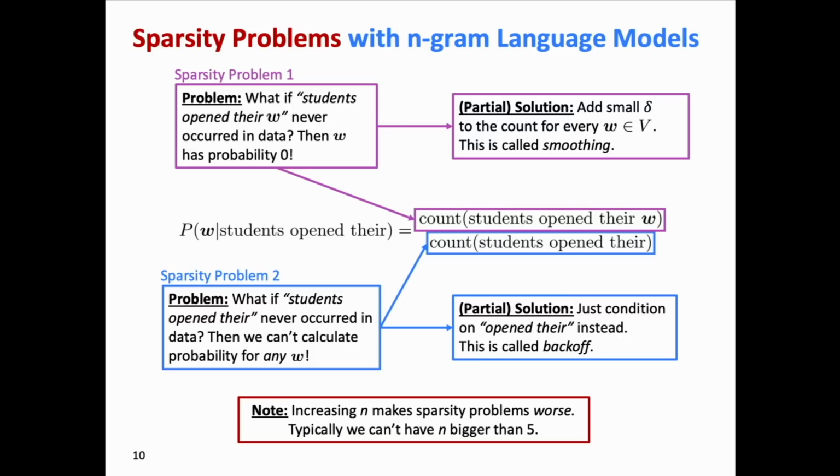Let's suppose you say, I want a 10-gram language model. Then you're going to be counting how often you've seen certain 9-grams and 10-grams. But there are so many 9-grams and 10-grams that the one you're interested in probably never occurred in your training data, which means that the whole thing becomes dysfunctional. So in practice, we usually can't have n much bigger than 5.